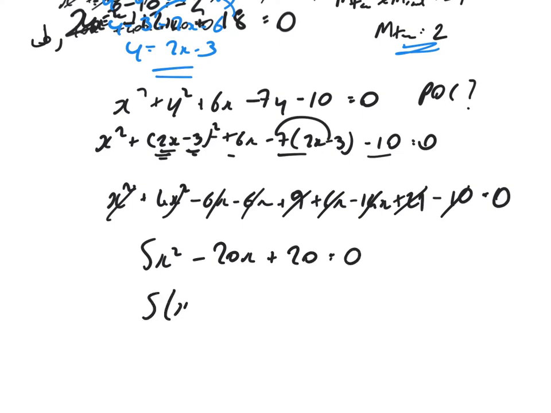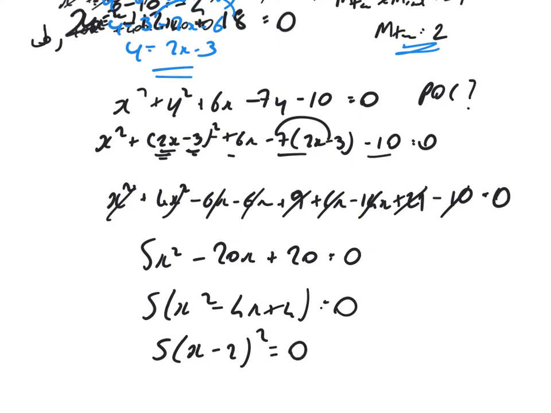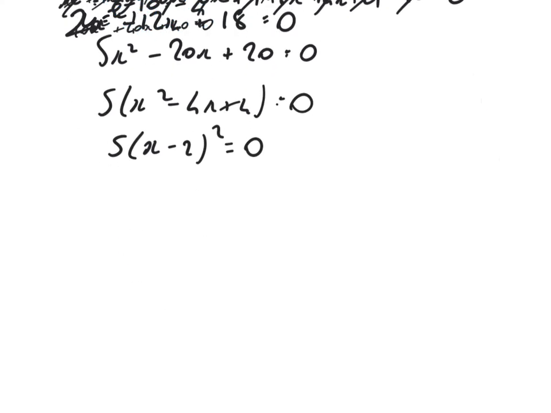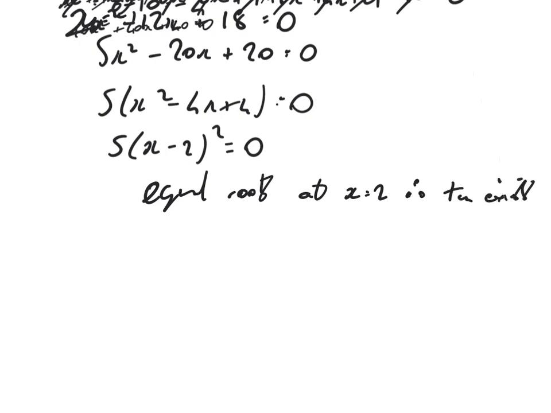Take out the highest common factor: x² − 4x + 4 = 0. Two numbers that multiply to give 4 and add together to give −4 are −2 and −2, so that's 5(x − 2)² = 0. Okay, so equal roots at x = 2, therefore tangency exists.